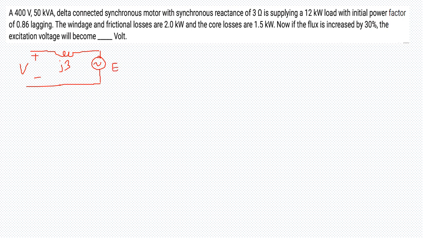Now, what he is saying is that the synchronous machine supplies 12 kilowatts of load, and while supplying that load, the friction and windage losses are 2 kilowatts and the core losses are 1.5 kilowatts. So the input power will be the load of 12 kilowatts plus the friction and windage losses of 2 kilowatts plus the core losses of 1.5 kilowatts. Summing this up, it comes out to be 15.5 kilowatts. So this is our input power.